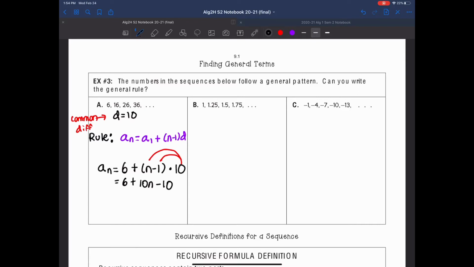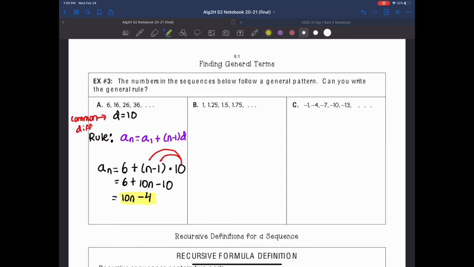Last but not least, let's combine like terms. I have positive 6 and negative 10. That's going to give me 10n minus 4. So A sub n is equal to 10n minus 4. That means I could plug any number in for n and figure out what any term in my sequence is equal to.